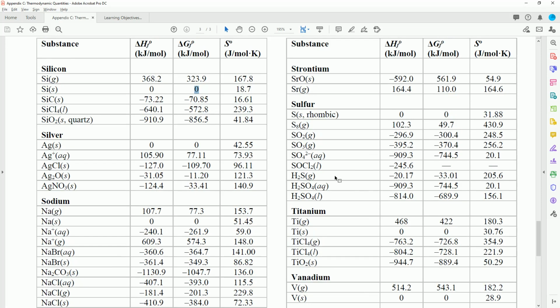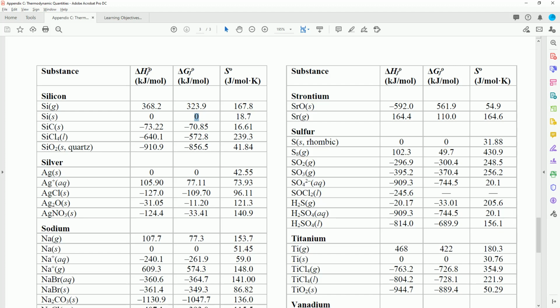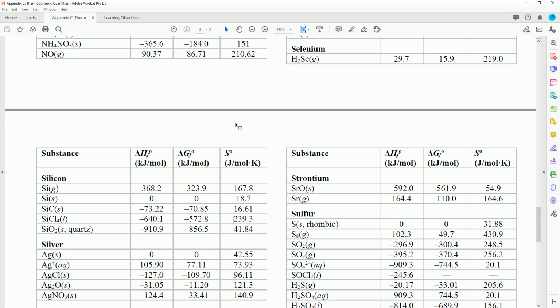We're going to be using this table quite a bit, all 3 of these quantities now. We're going to use delta H of formation, the Gibbs free energy of formation, and the standard molar entropies. So exciting. All right.